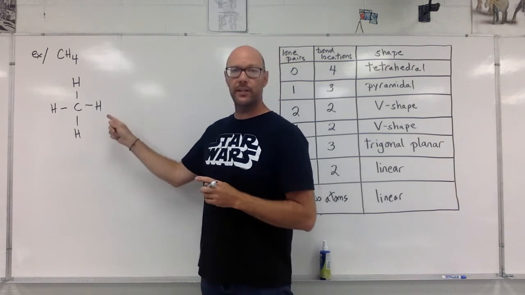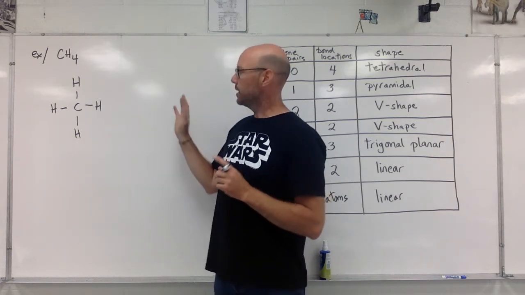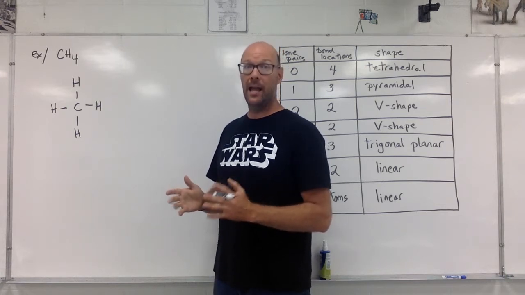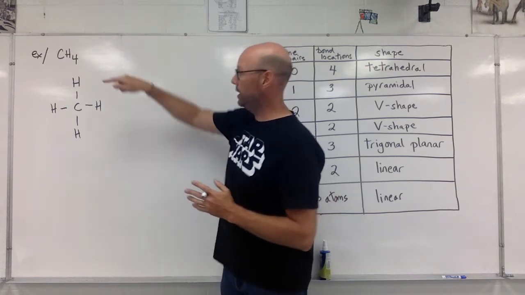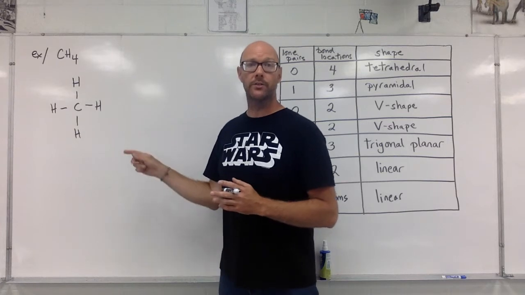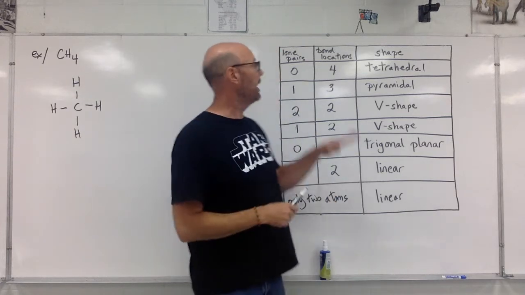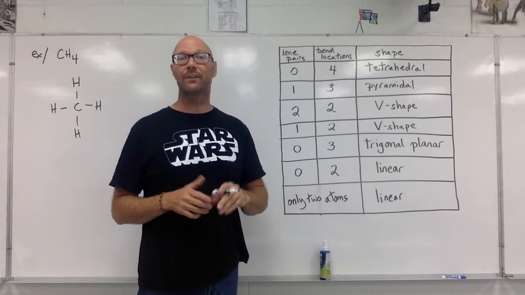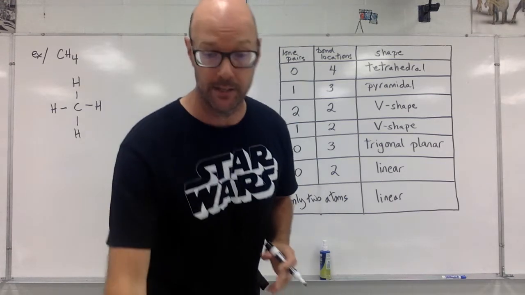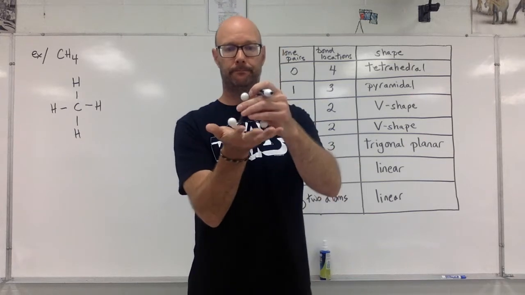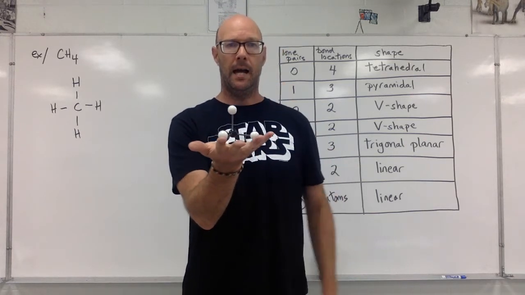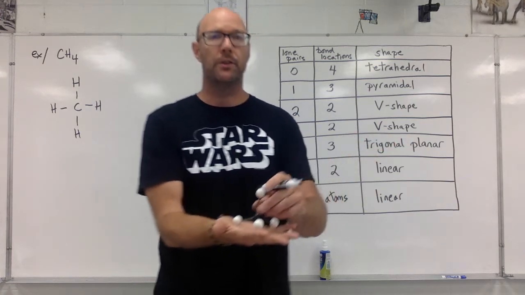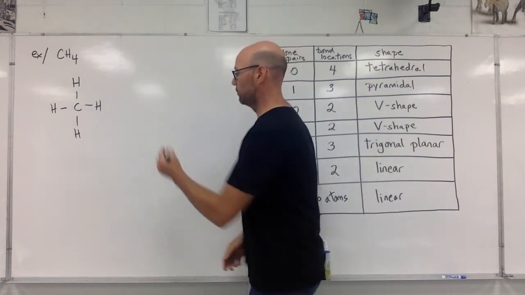We need to think about that central atom in two ways. Does this carbon have any lone pairs? It doesn't. And how many bond locations do we see? It has 4 single bonds, 0 lone pairs, and 4 bond locations is what we call a tetrahedral. It's going to give a tetrahedral shape, which looks like this. I have a small one. A tetrahedral shape. In order to draw that, there's certain things to keep in mind.